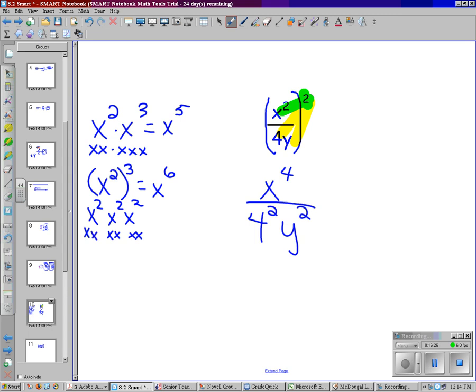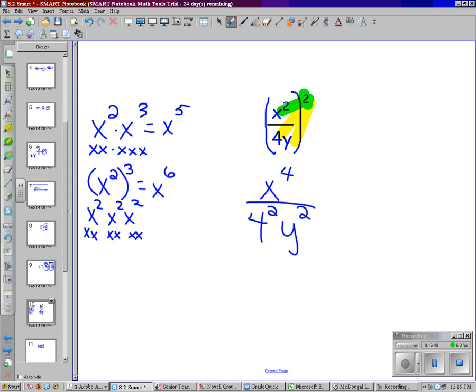This is kind of the nutshell here. If you see the same bases being multiplied, you have to add their exponents. If you have a power raised to a power, you need to multiply the exponents. When we have a power divided by a power, we have to subtract the exponents. Those kind of go together, don't they? Division and subtraction. So you don't divide?